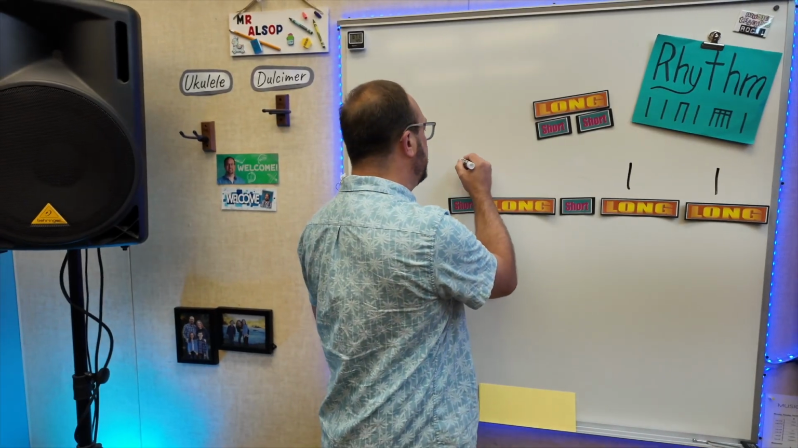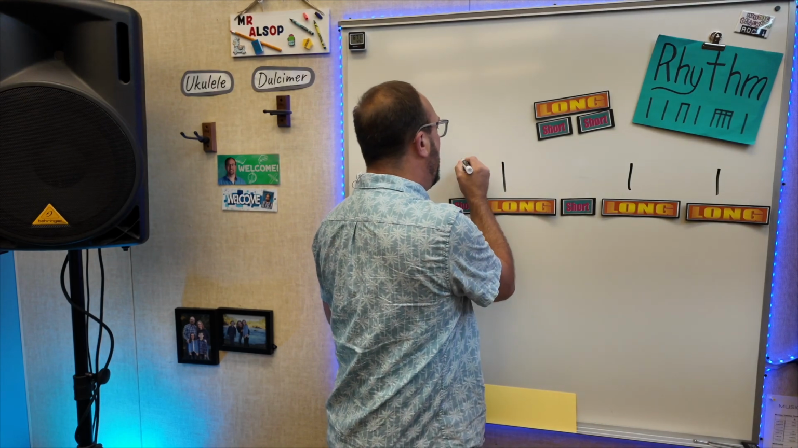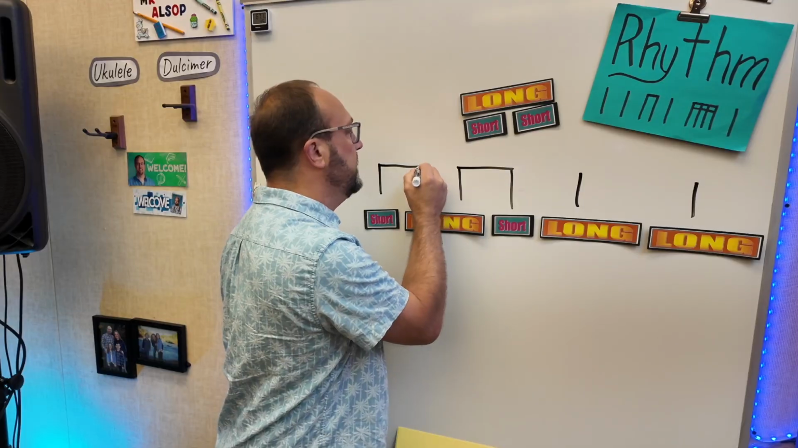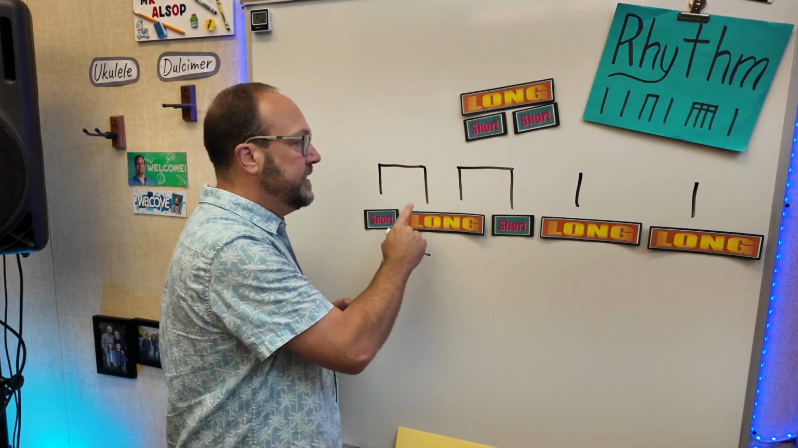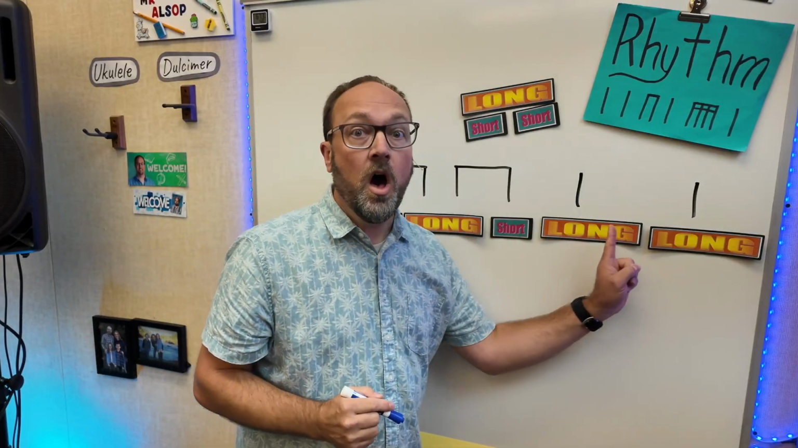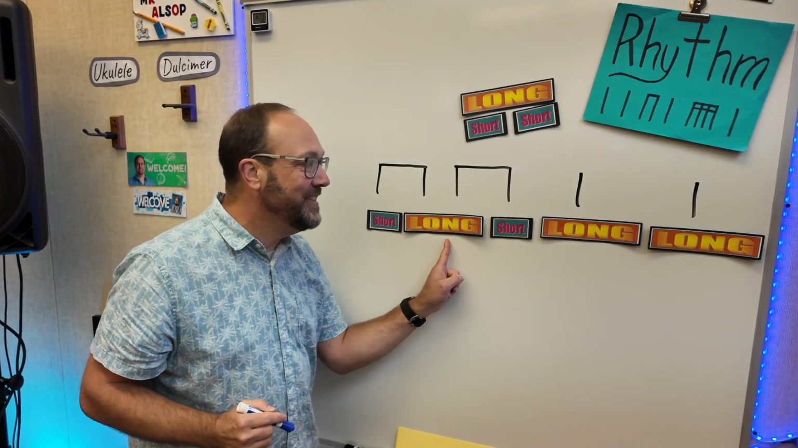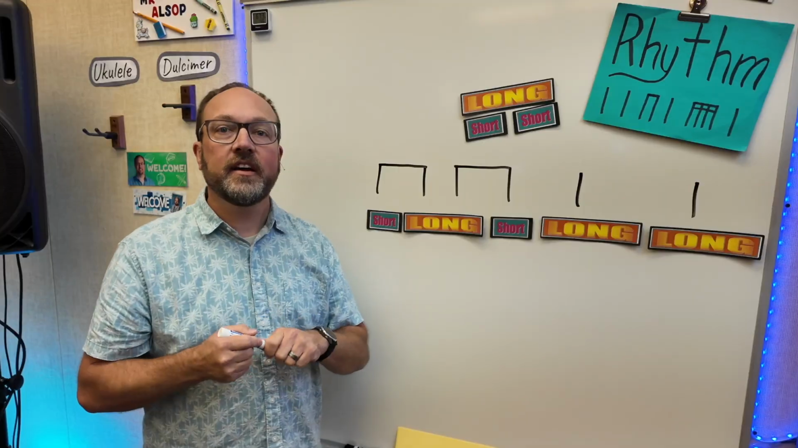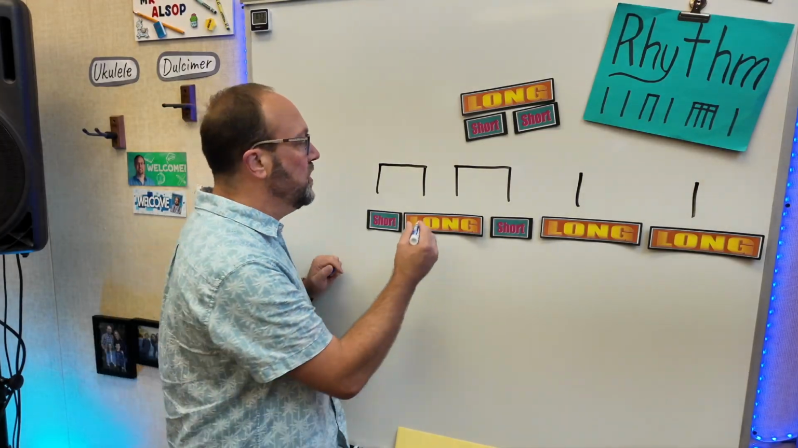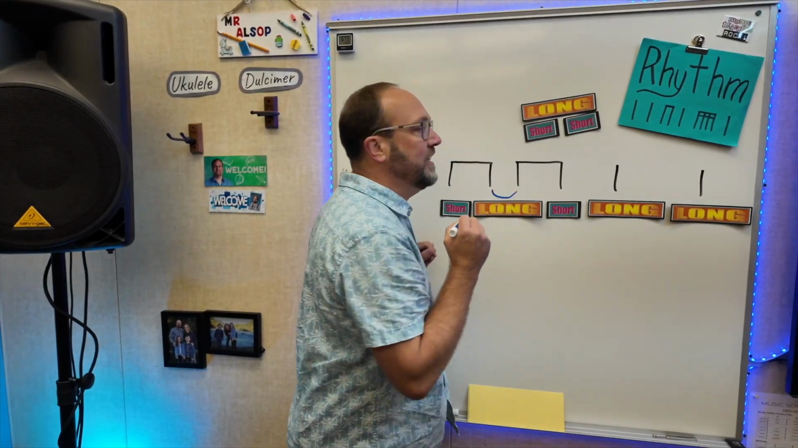Let's start with TT so we can figure out how to draw this new rhythm. We'll start with two TTs and read it with me. T, T, T, T, ta, ta. Short, long, long. That means these two T's are connected. Do you remember what symbol we use to connect two notes? Yep, we're gonna use a tie.